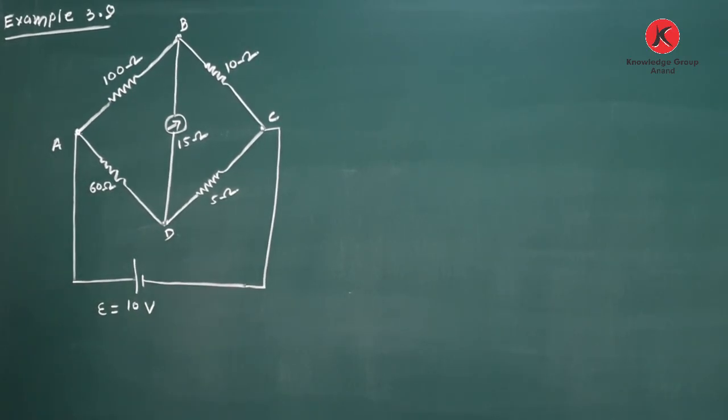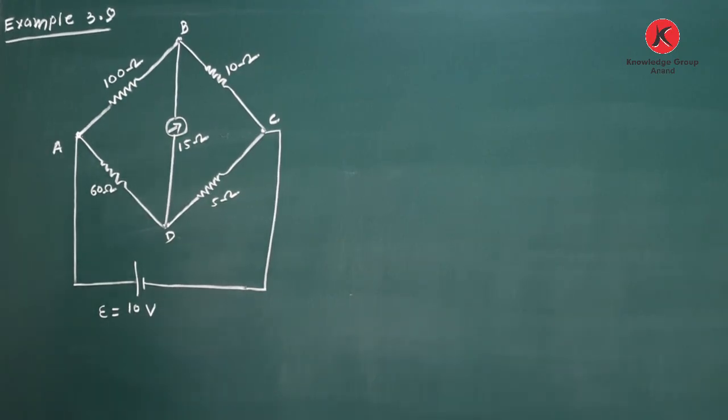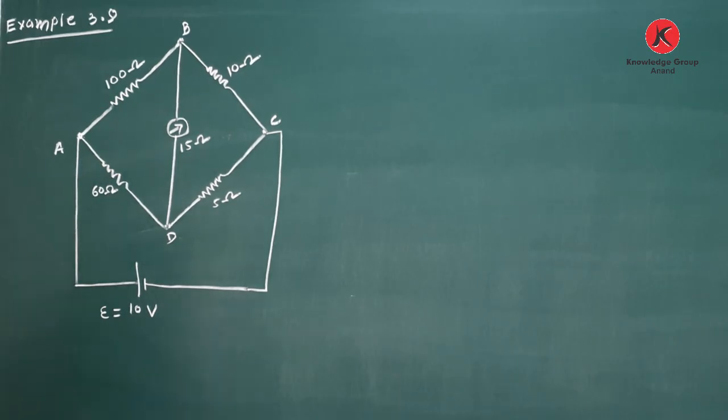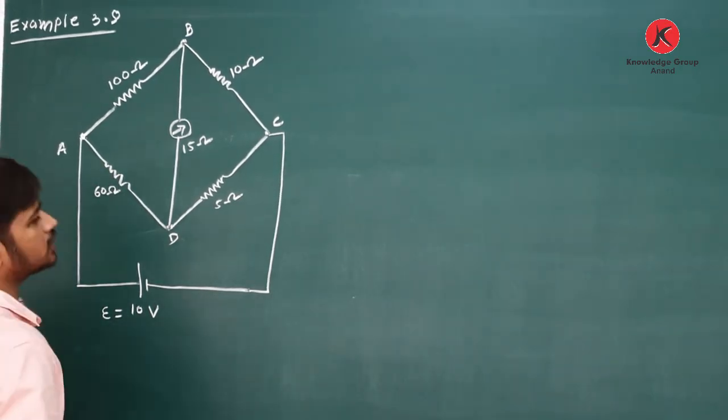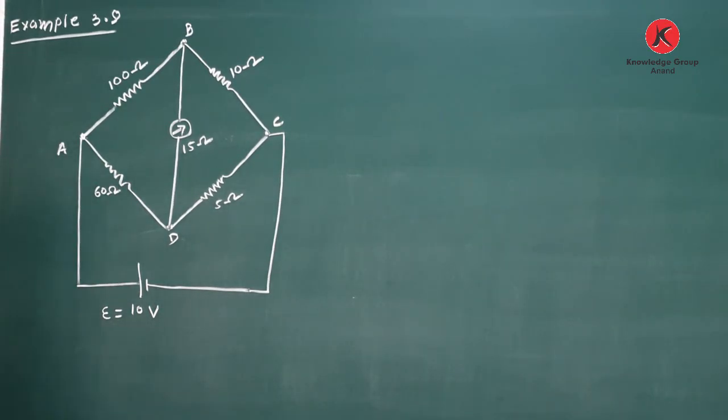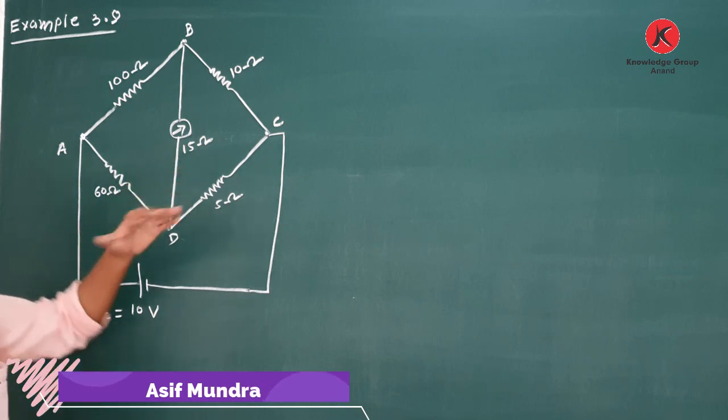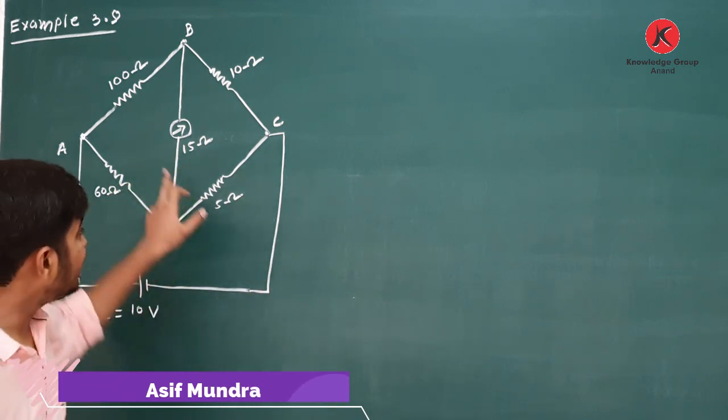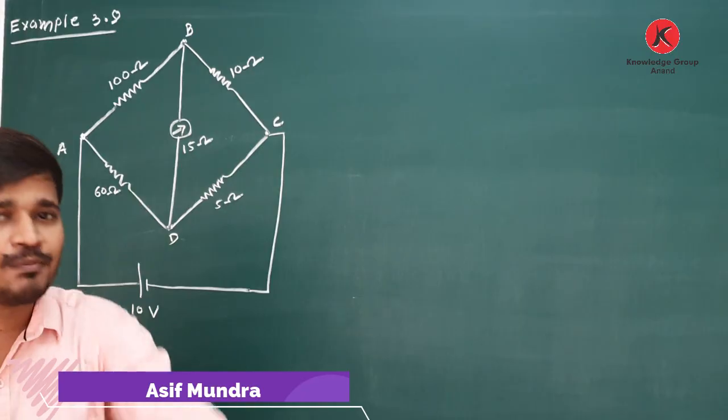Now another example, example 3.8. From the figure you can say, sir, it is Wheatstone Bridge. And what is your question? Your question is you have to find the current flowing through this galvanometer. Now you may ask, sir, current flowing through this galvanometer becomes zero. No, students. It is Wheatstone Bridge, not in balance condition.